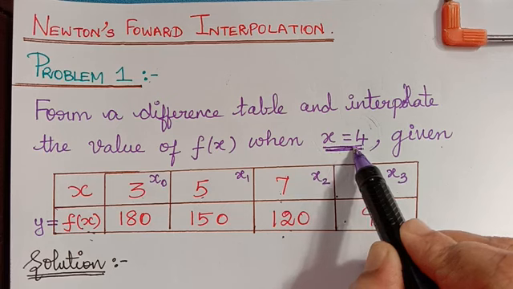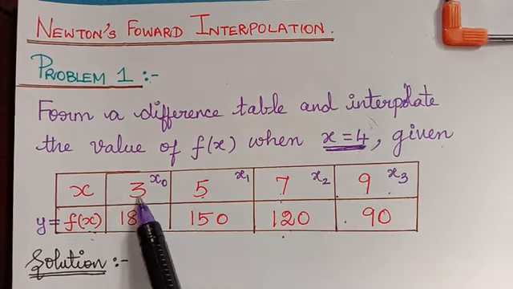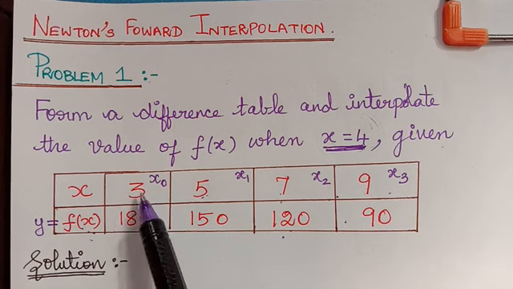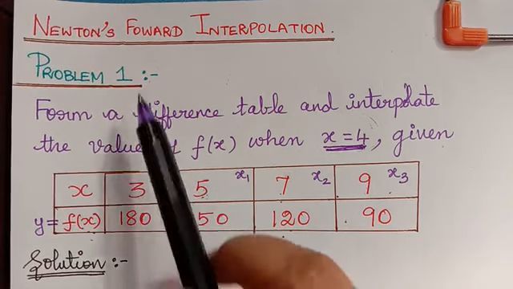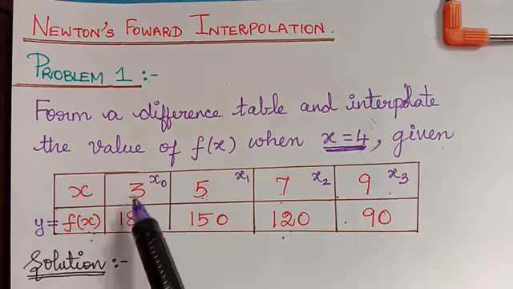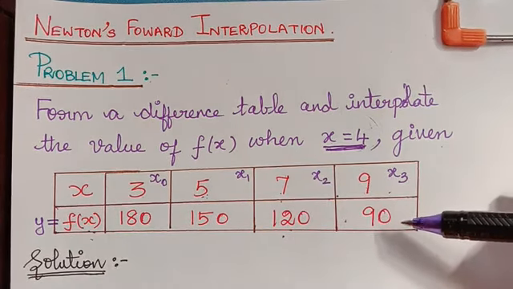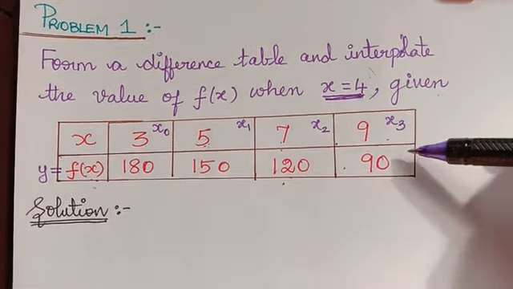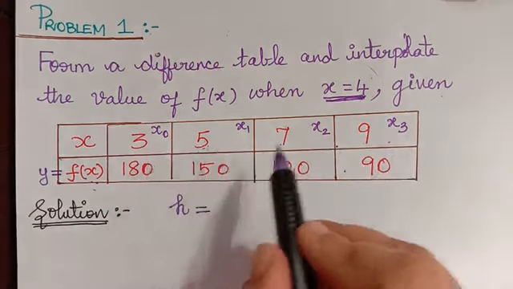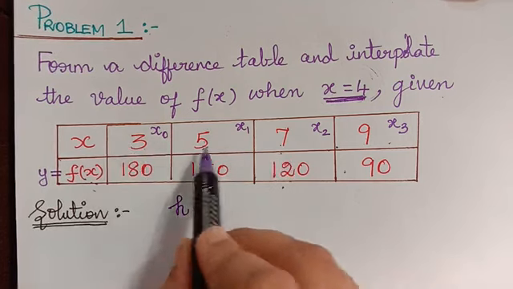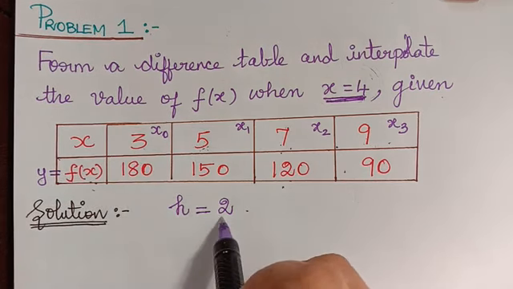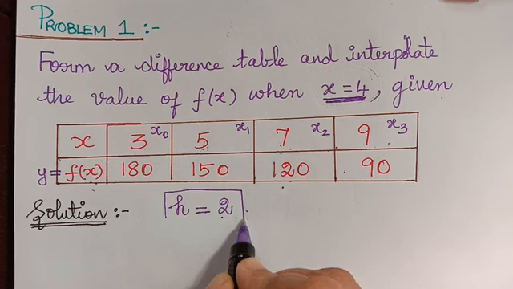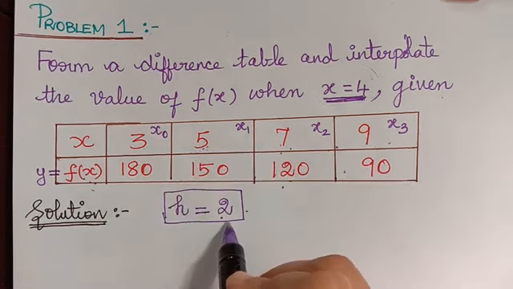If we see here, x is equal to 4 and this 4 lies between 3 and 5. After 3 we have 4 and then 5. So it lies between the forward values of this table, which means we have to use Newton's forward interpolation formula for this given problem. Now the first step is to write the value of h. What is h? It is the constant difference that we had, the equal interval: 5 minus 3, 7 minus 5, 9 minus 7, which is 2. It was equidistant, so the value of h is the interval that we obtain. So h is equal to 2.